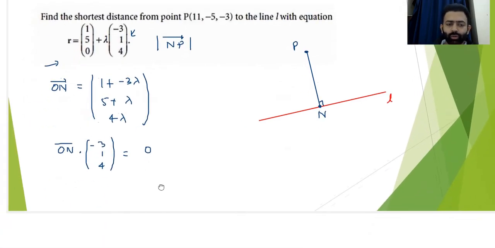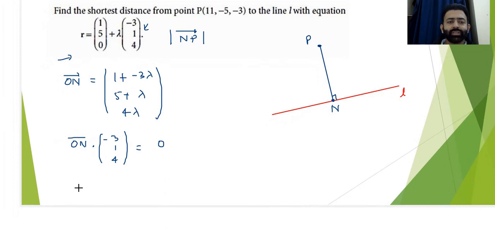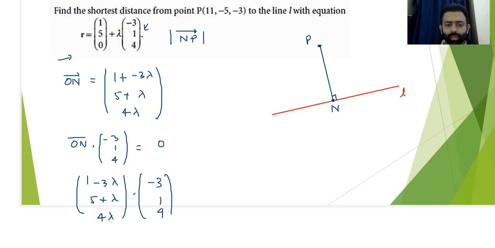Okay, so now ON is in terms of lambda. Let us write ON in terms of lambda, such as 1 minus 3 lambda, 5 plus lambda and 4 lambda, dot -3, 1 and 4. This is equal to 0.